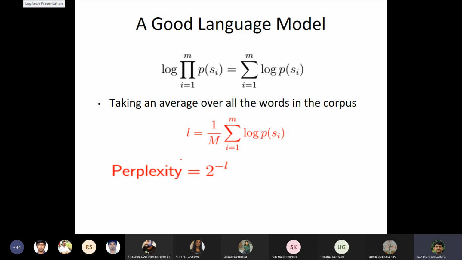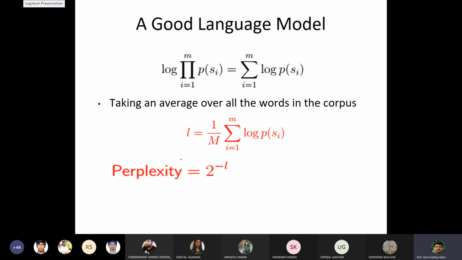As in the equation given earlier, taking an average over all the words in that corpus, we give it as L equal to 1 by m summation of i equal to 1 to m log p of Si, and we give perplexity as the measure, 2 power minus L. This is the basic formula that is used.